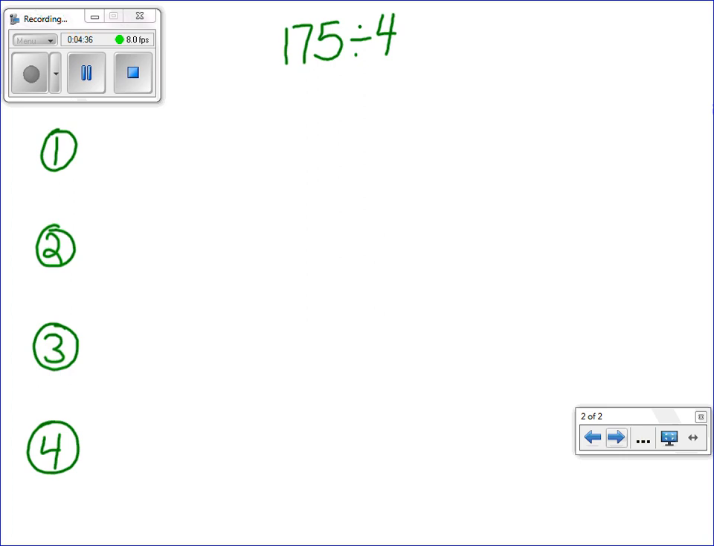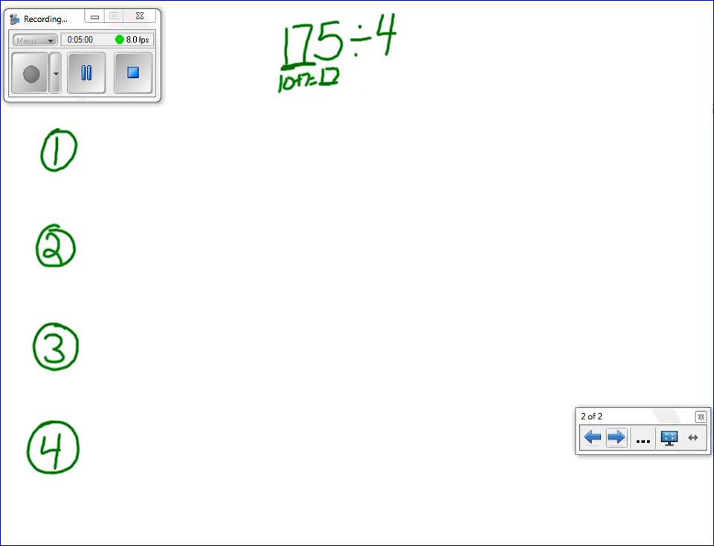Now, the students know that a 100 has 10 tens in it. So this 100 here can be broken into 10 tens. Now, I can't forget about the 7 that is also in the tens place. So I'm going to add that 7 to that 10. It's going to give me a total of 17 tens that I can share with my 4 groups.